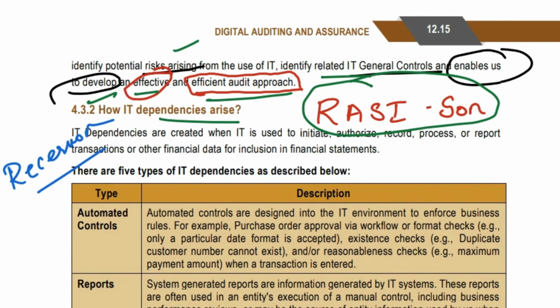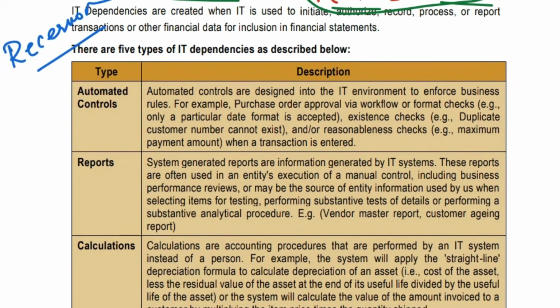How do IT dependencies arise? In IT we always relate to recession. Recession, the same word you remember, I tweaked it like this: Rasi Sun. Like recession, Rasi Sun. R stands for reports. There are five types of IT dependency, things we are going to depend on. Reports: mostly we are using the system generated reports. These reports are generated by IT systems. Just remember that.